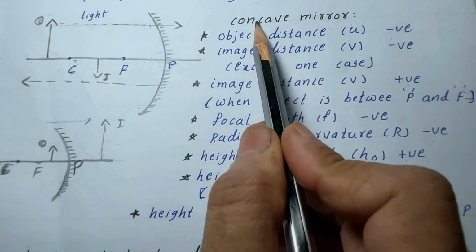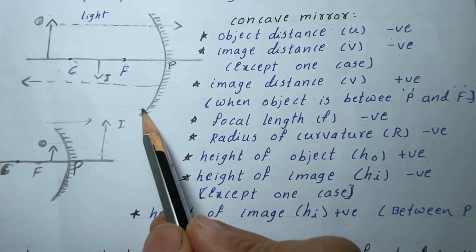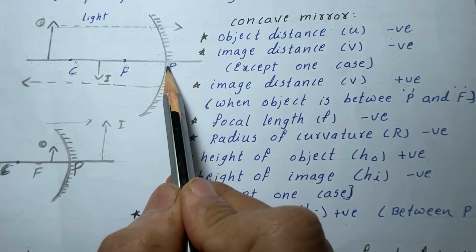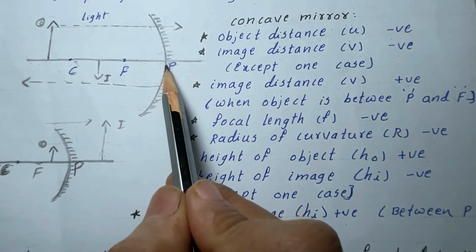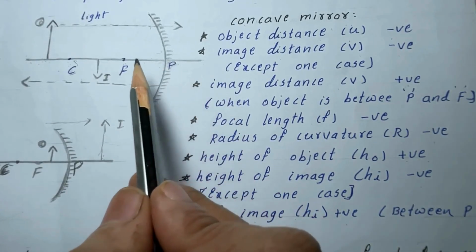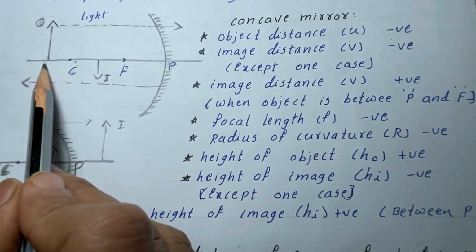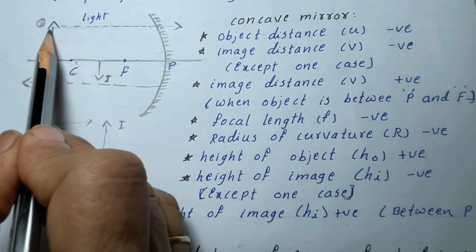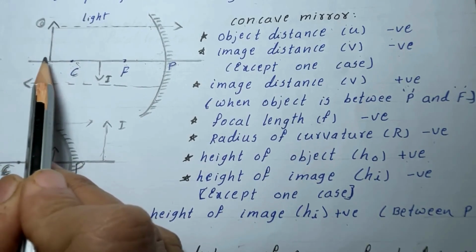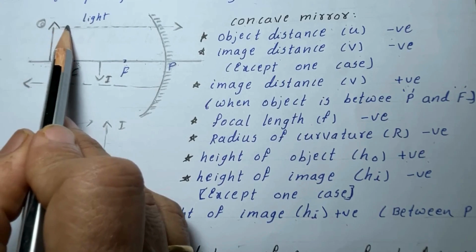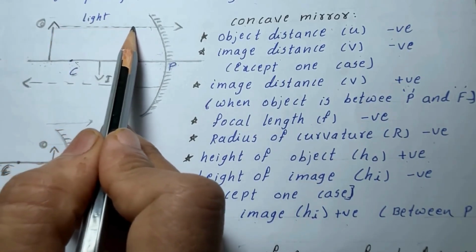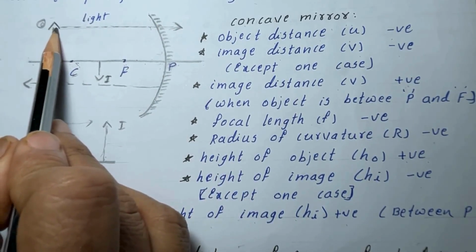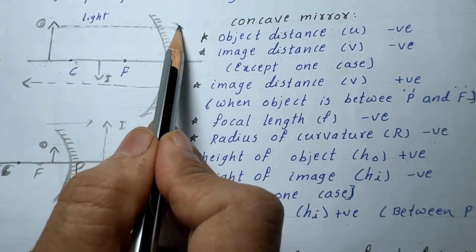Cartesian sign convention for concave mirror. This is one concave mirror, and the center of the mirror, this is the pole, is taken as the origin. When we are using the Cartesian sign convention, we have to keep the object at the left side of the pole, in front of the mirror. Now this is one object, and the ray which is coming from the object, that is the incident ray direction, starts at the left hand side and moves towards the right hand side.